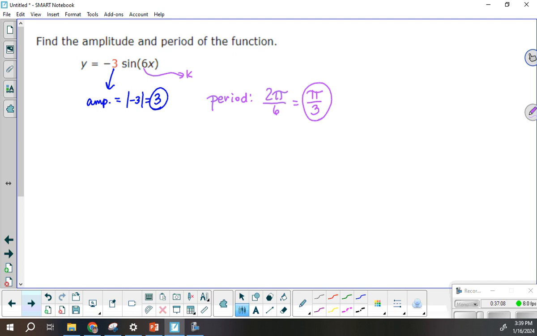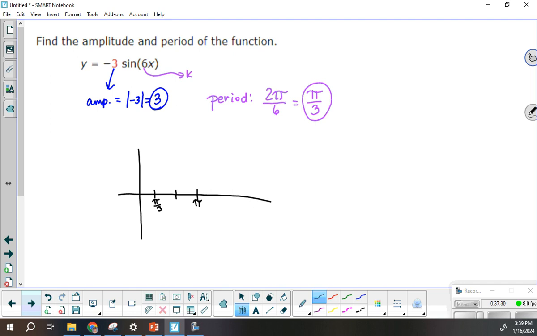That means we are going to have a very squished sine function. Okay? Find the amplitude and period of the function. We are going to finish. I wish I still had my graph here, but I'm not going to graph all of these. Let's say this is pi over 3. So this is pi over 3.